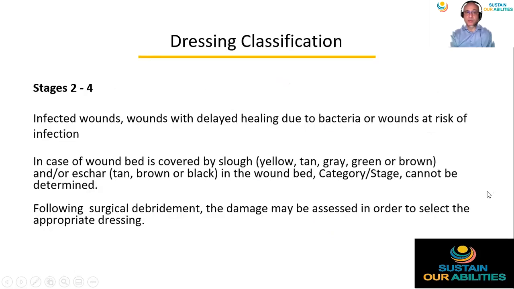For stages 2 to 4 and infected wounds with delayed healing due to bacteria or wounds at risk of infection, and in case of wound bed covered with slough, yellow, tan, gray, green or brown, and or a scar, tan, brown or black in the wound bed, category stage cannot be determined. Following surgical debridement, the damage may be assessed in order to select appropriate dressing.